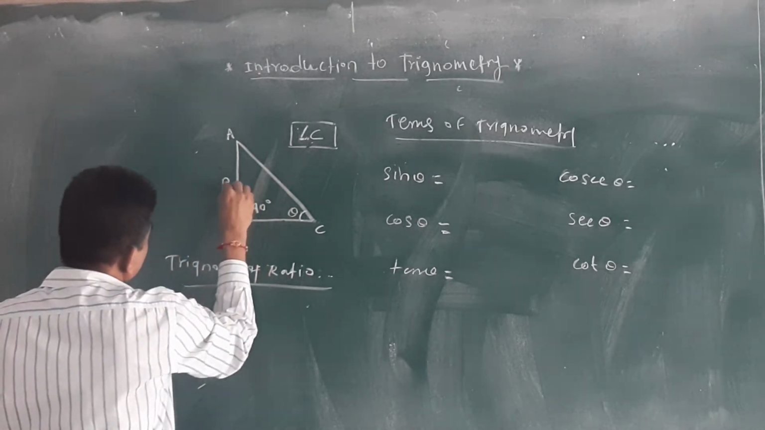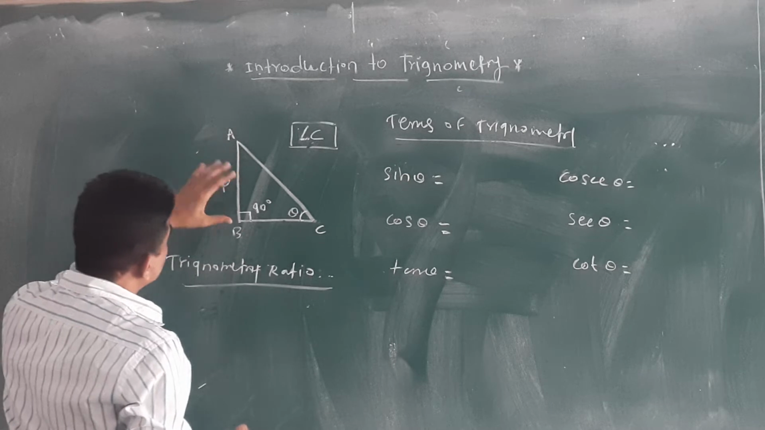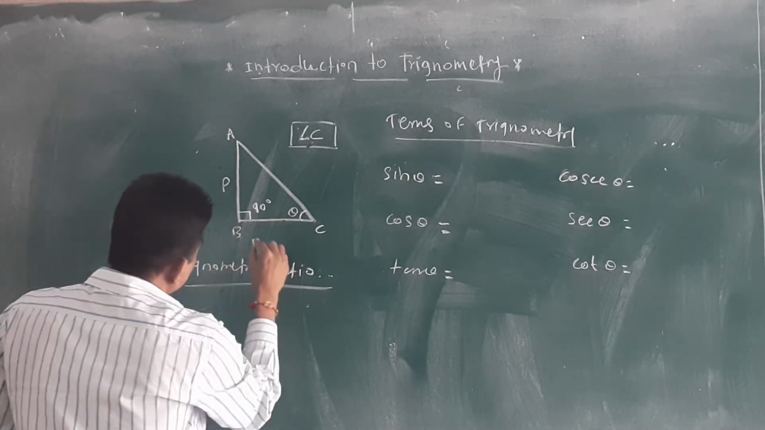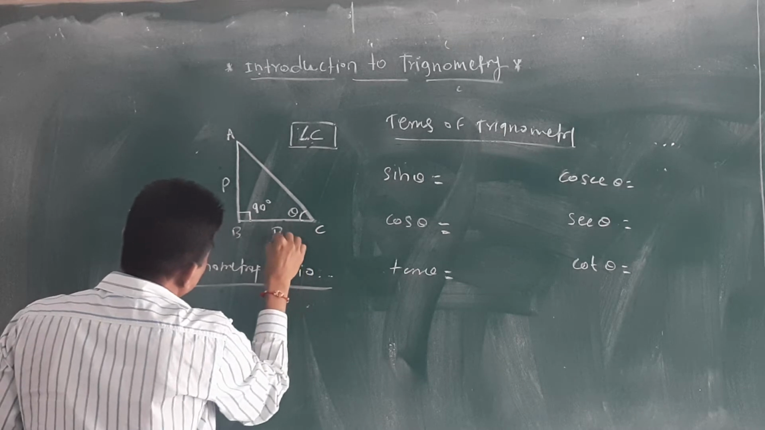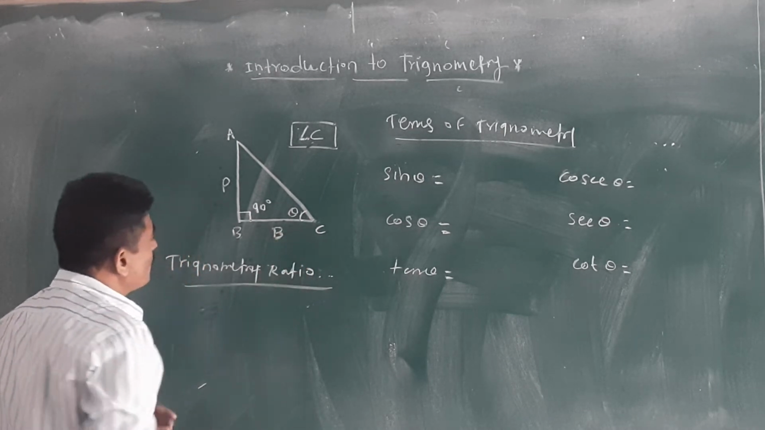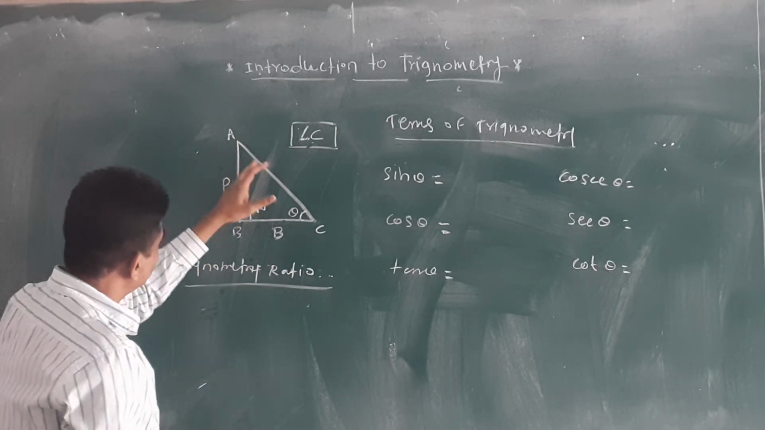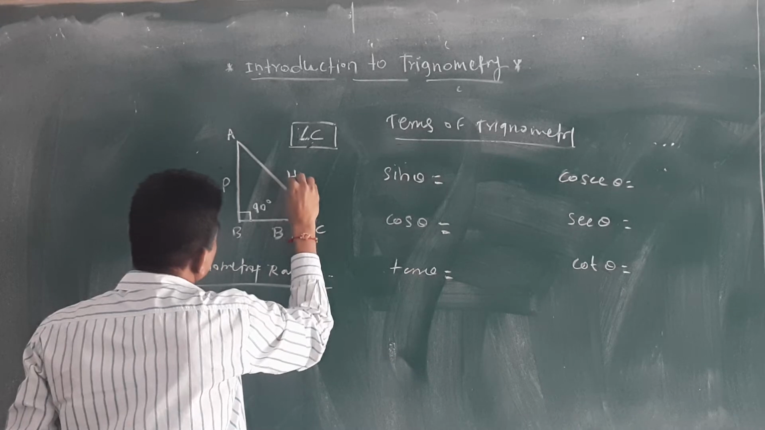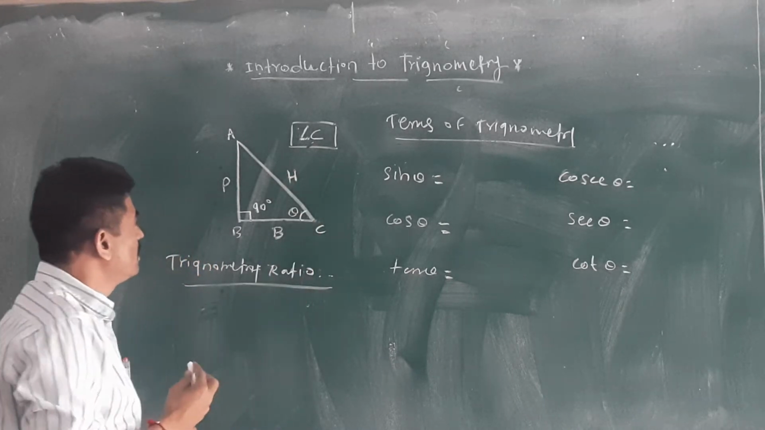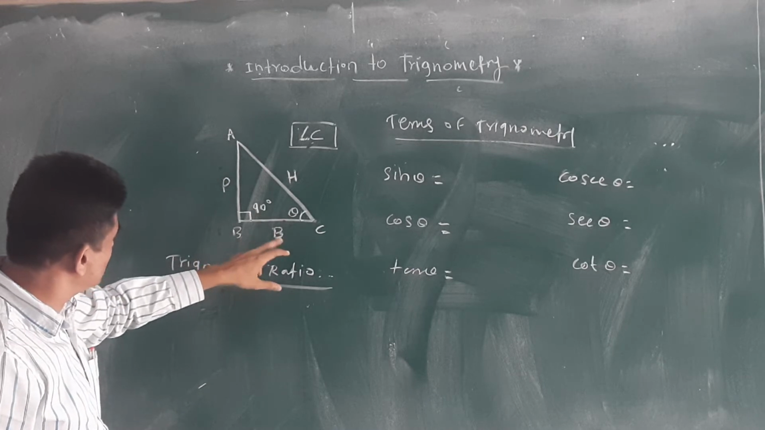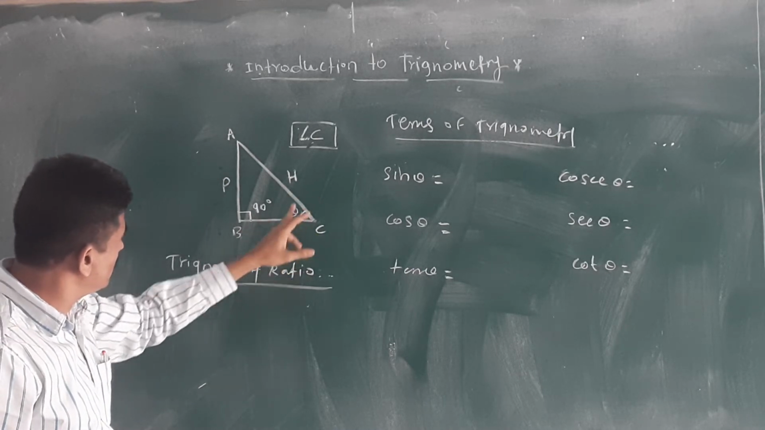That's why I will write here P. AB is perpendicular to that theta, or BC. BC is the base side, that's why I will denote it as B. And AC is the hypotenuse side. You should remember that AB is the perpendicular side, BC is the base side, and AC is the hypotenuse side.